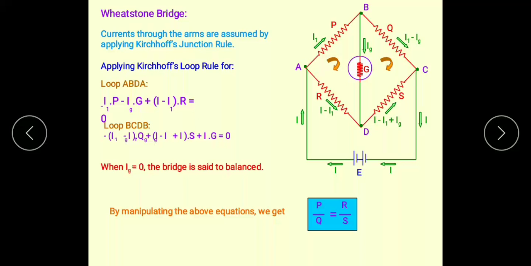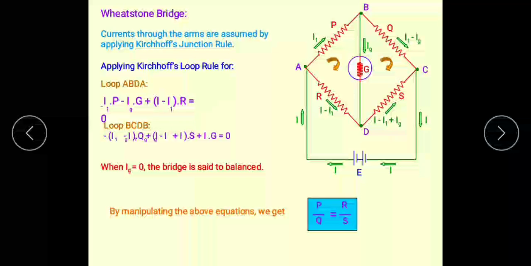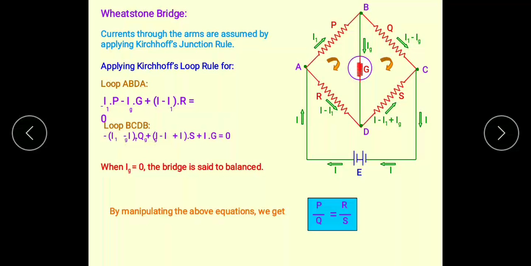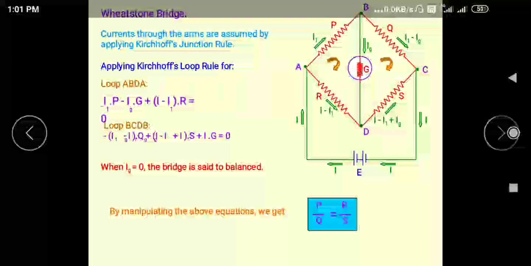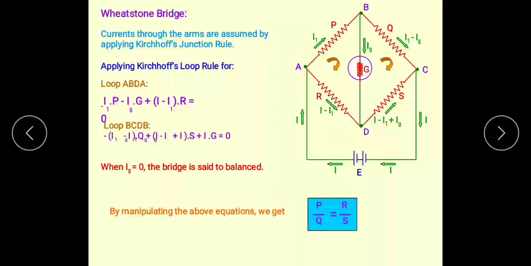Now suppose this Wheatstone bridge is not balanced, which means there is some current, Ig, flowing through the galvanometer. Then here we can easily see I1 is flowing up to B, but at point B there will be two paths for the current. One is this path and second is this path. So some of the current would like to flow through this path and some of the current would like to flow through this path.